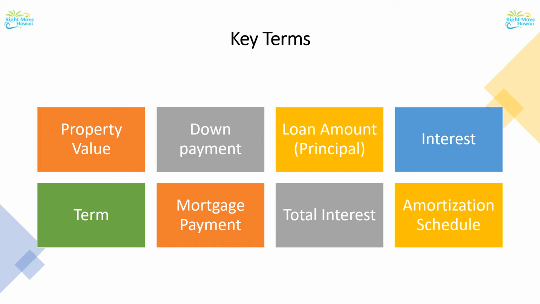Term refers to the number of years it will take to pay off the loan. Common terms are 30 years and 15 years. Mortgage payment is the total amount that is paid on a monthly basis. Total interest refers to the sum of all interest paid by the borrower to a lender. Amortization schedule refers to a chart or matrix that shows how much payment a borrower will be making over the period of the loan. This includes principal and interest payments.